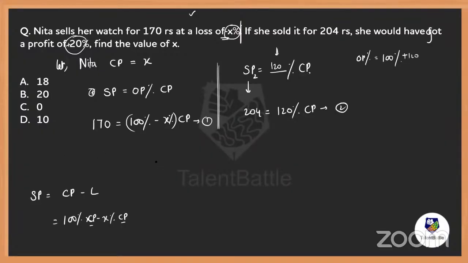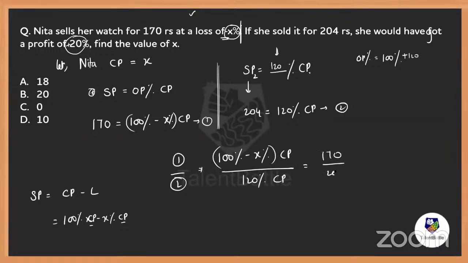Now, how can we answer this? How can I get the value of X? Very simple. Can I do equation 1 by 2, everybody? Equation 1 by 2 will give me (100% minus X%) of CP by 120% of CP is equal to 170 by 204. Now CP gets cancelled, percentage gets cancelled. All I have is (100 minus X) by 120 is equal to 170 by 204.